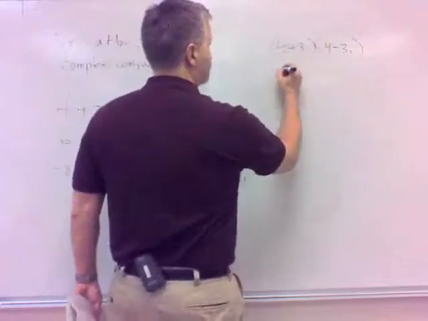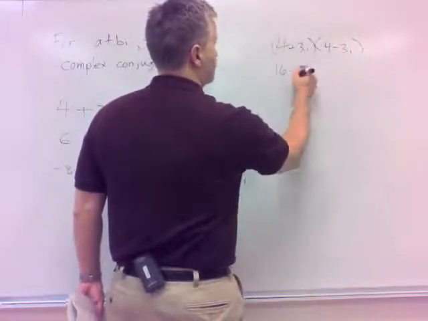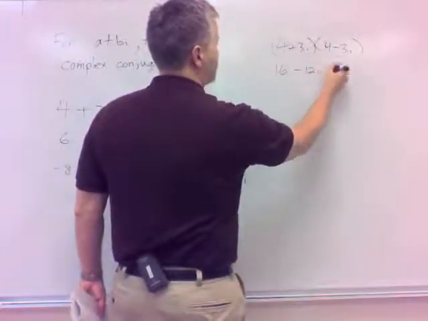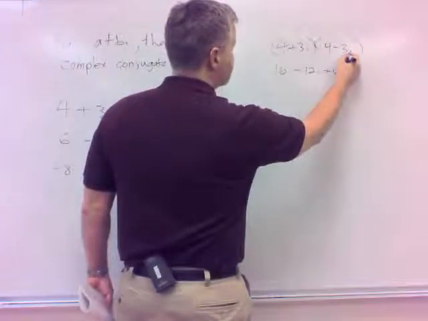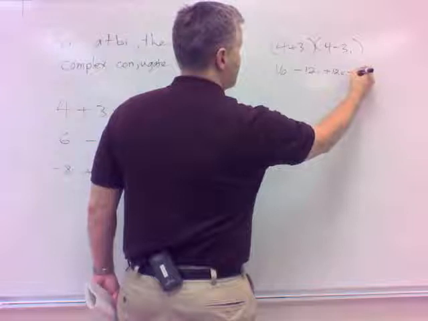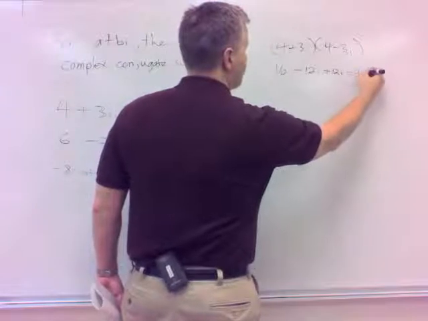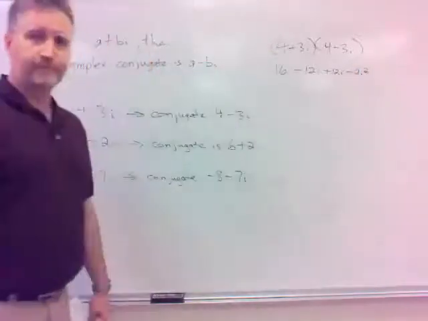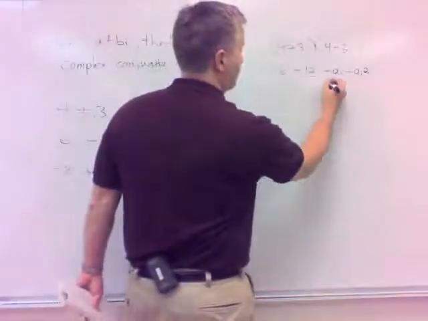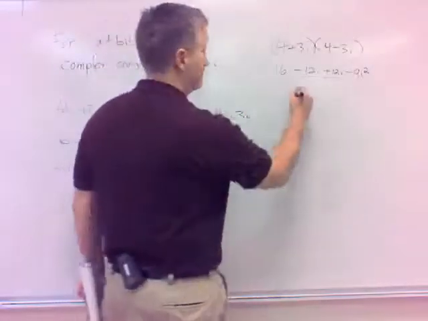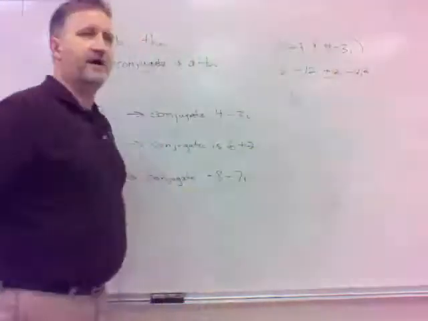4 times 4 is 16. 4 times minus 3i is minus 12i. 3i times 4 is positive 12i. And then 3i times minus 3i, what's that? Minus 9i squared. All right, so what happens in the middle there? Those go out, don't they? I've got a minus 12, and I've got a plus 12. That's 0. So those are essentially wiped out.